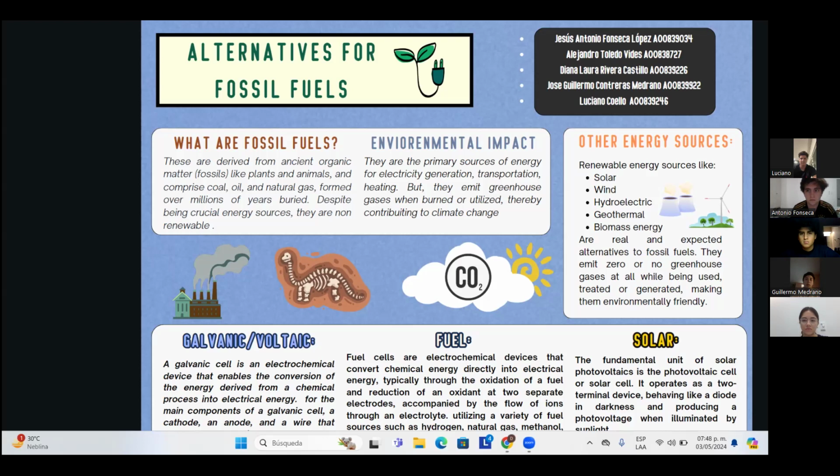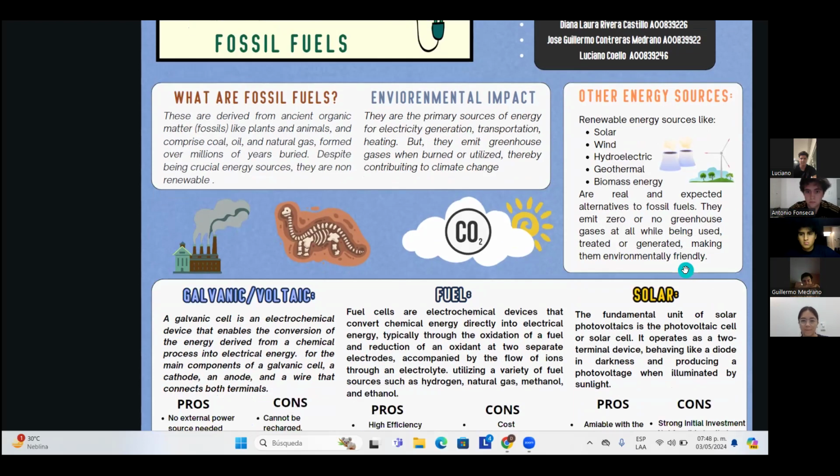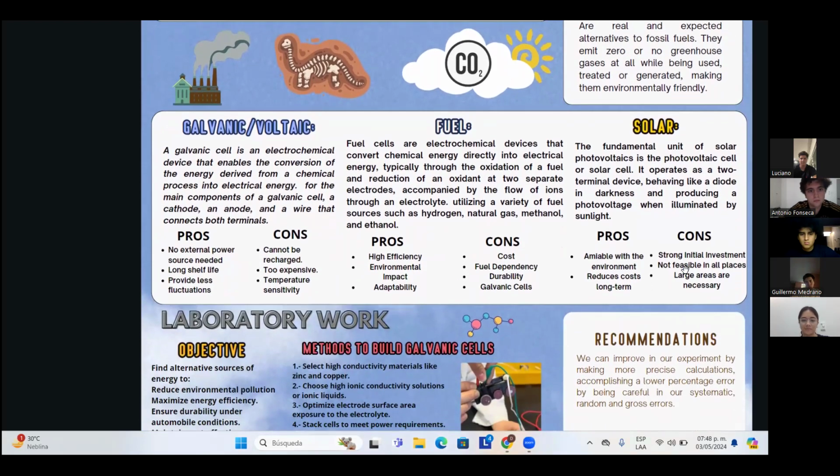Some other alternatives to all these sources of energy that Guillermo mentioned are galvanic and voltaic cells. A galvanic cell is an electrochemical device that enables a conversion of the energy derived from chemical processes into electrical energy. The main components of a galvanic cell are a cathode, an anode, and a wire that connects both terminals. Some benefits of a galvanic or voltaic cell include that no external power source is needed, they have a long shelf life, and they provide less fluctuation. Some of the downsides are that they cannot be recharged, they are very expensive, and they are sensitive to temperature changes.